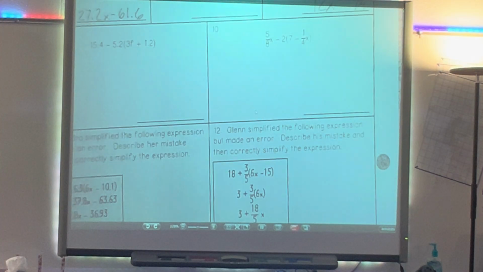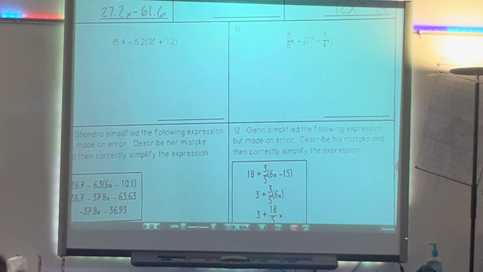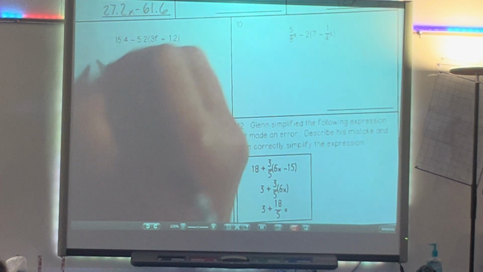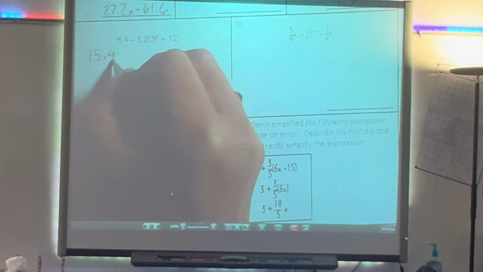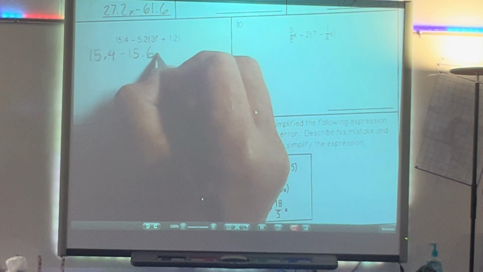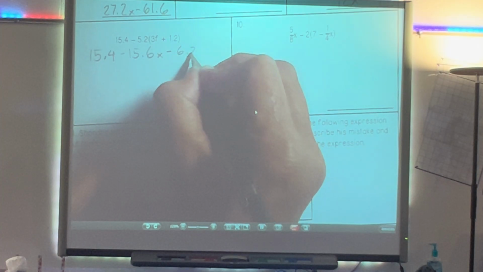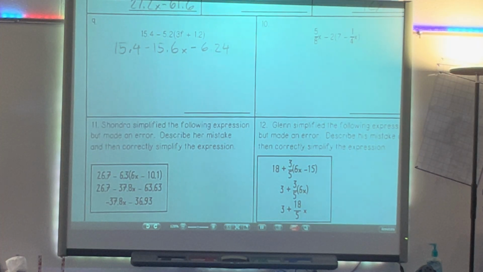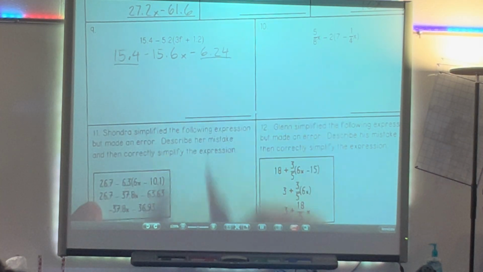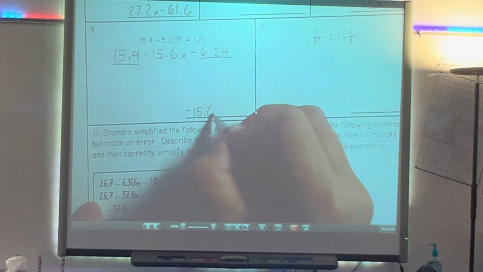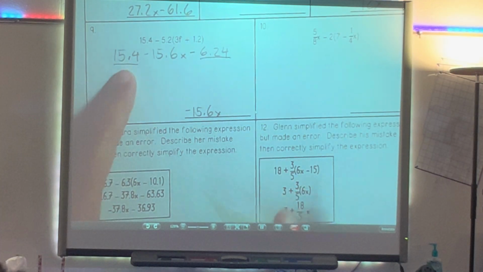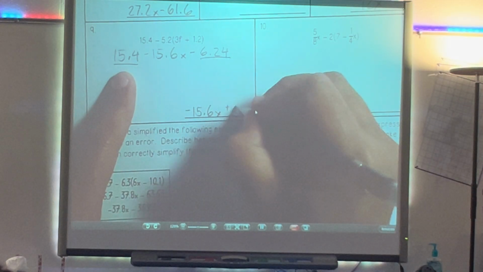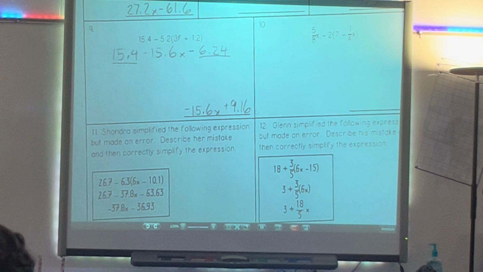Alright, right here. What happens first? Good, the distribution. So the 15.4 stays. When I distribute that, I get negative 15.6x minus 6.24. I'm just giving it to you because I'm not going to waste time using the calculator. So now what? Combine here and here. So I have negative 15.6x, and then 15.4 minus 6.24 gives you positive 9.16. All good? Any questions, or we're okay?